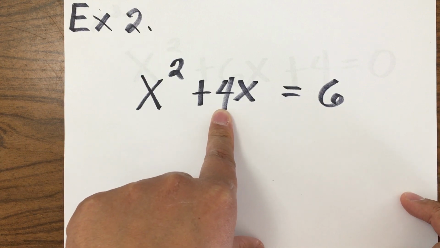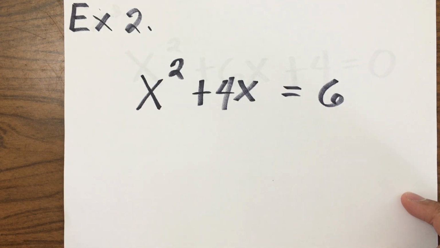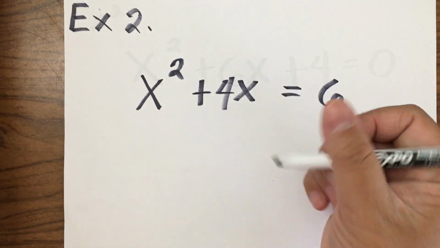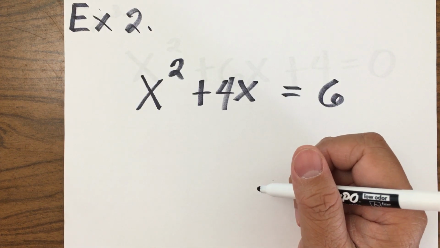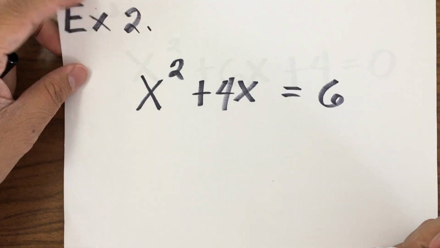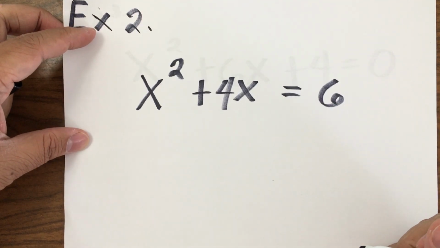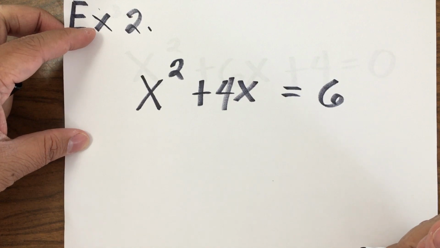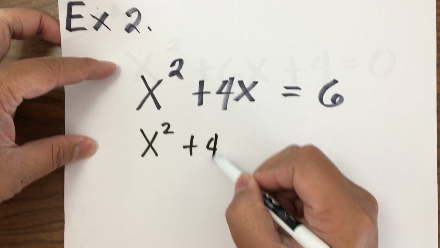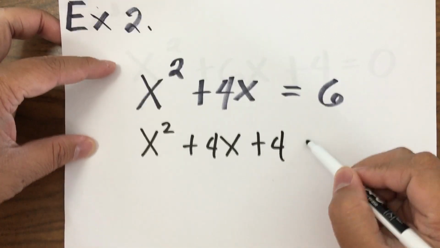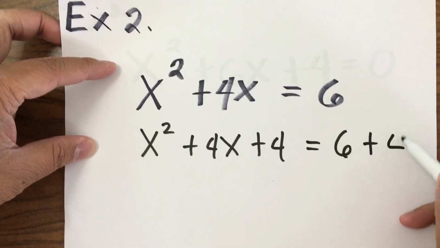So you divide it by 2. 4 divided by 2 is what? 4 divided by 2 is, that's correct, 2. And then you multiply 2 by itself. And that is 2 times 2 is equal to 4. Which means you have to add 4 on both sides of the equation. x squared plus 4x plus 4 is equal to 6 plus 4.